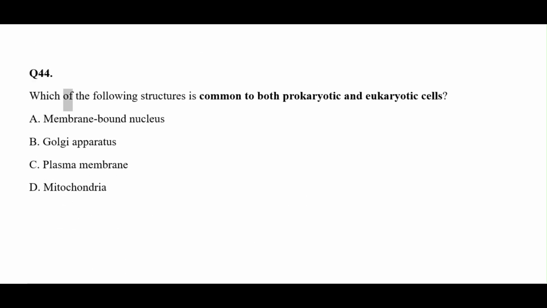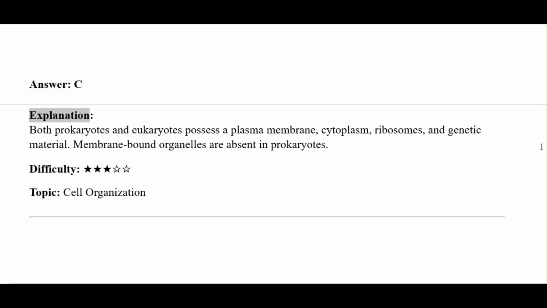Q44. Which of the following structures is common to both prokaryotic and eukaryotic cells? A. Membrane-bound nucleus. B. Golgi apparatus. C. Plasma membrane. D. Mitochondria. Answer, C. Explanation. Both prokaryotes and eukaryotes possess a plasma membrane, cytoplasm, ribosomes, and genetic material. Membrane-bound organelles are absent in prokaryotes. Difficulty. Topic: Cell organization.